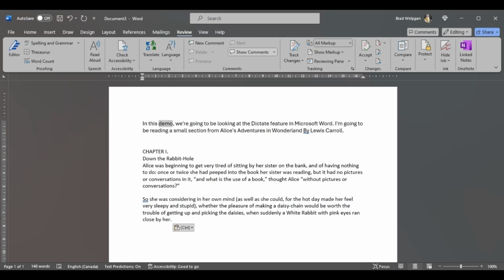In this demo, we're going to be looking at the dictate feature in Microsoft Word. I'm going to be reading a small section from Alice's Adventures in Wonderland by Lewis Carroll.